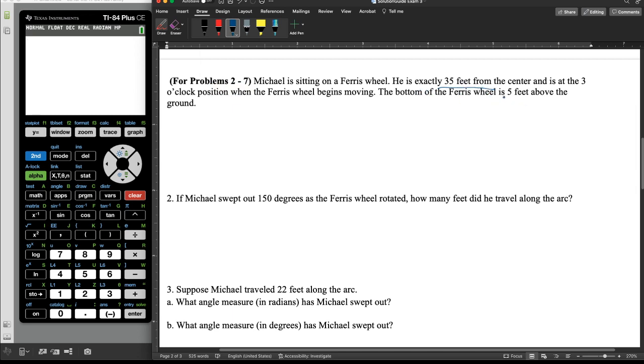He is exactly 35 feet from the center and is at the 3 o'clock position when the Ferris wheel begins moving. The bottom of the Ferris wheel is 5 feet above the ground. So let's draw that picture. The radius must be 35 because that's where he is, 35 feet from the center. Here's our Ferris wheel. We're at the 3 o'clock position.